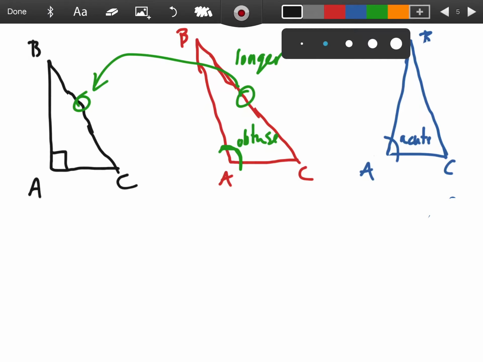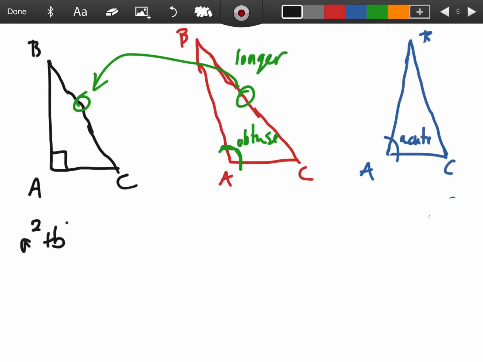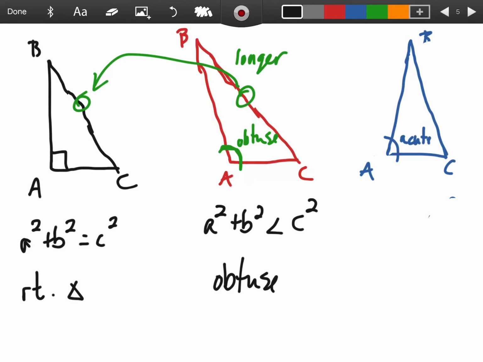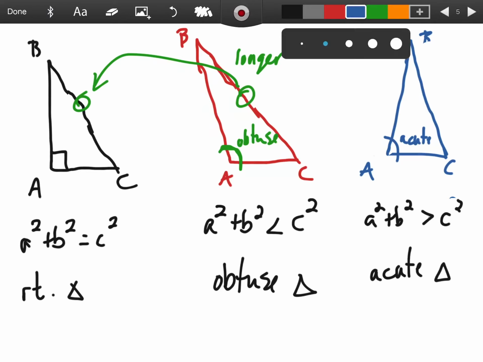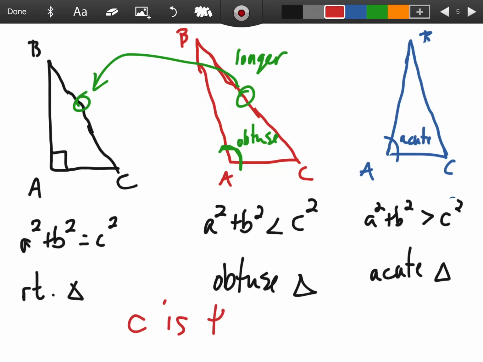So what we've come to find out is if a squared plus b squared equals c squared, we know it's a right triangle. If a squared plus b squared is less than c squared, then it's going to be an obtuse triangle. And if a squared plus b squared is greater than c squared, it is going to be an acute triangle. Please do note that c is always the longest side. A and b don't really matter, but c is your longest side.